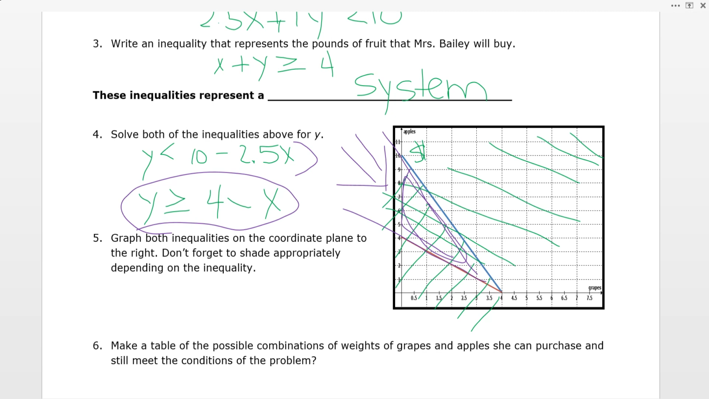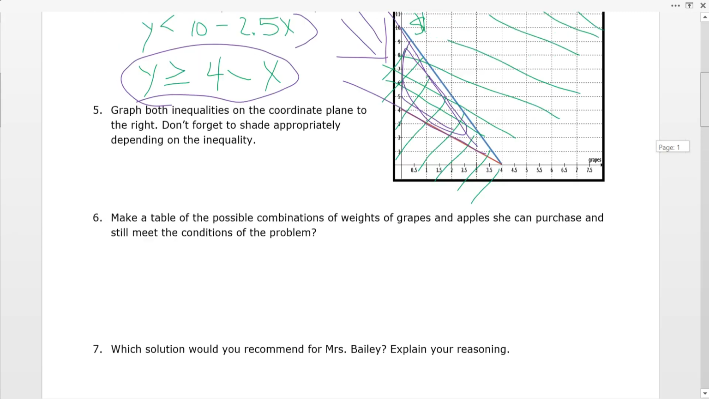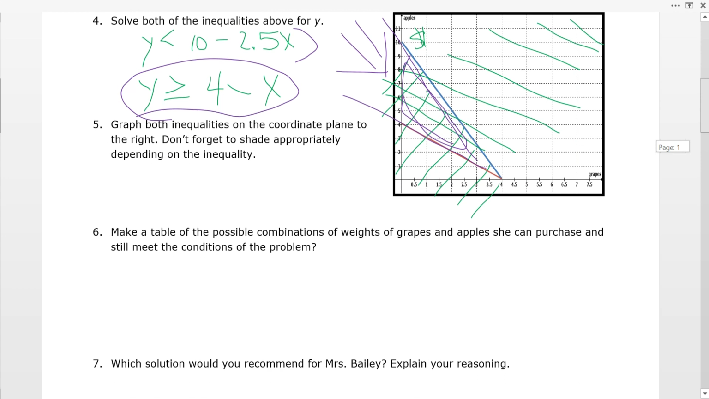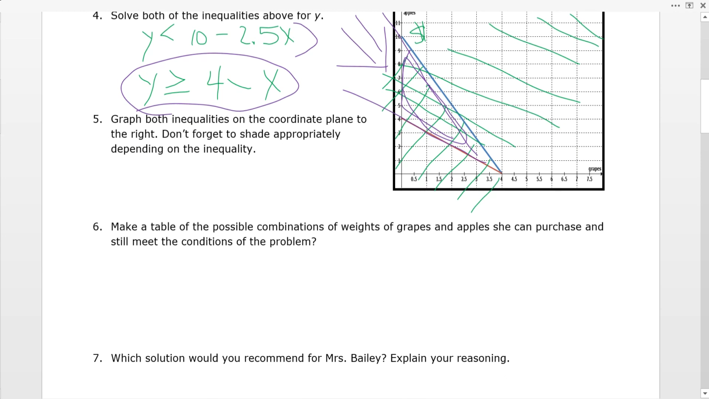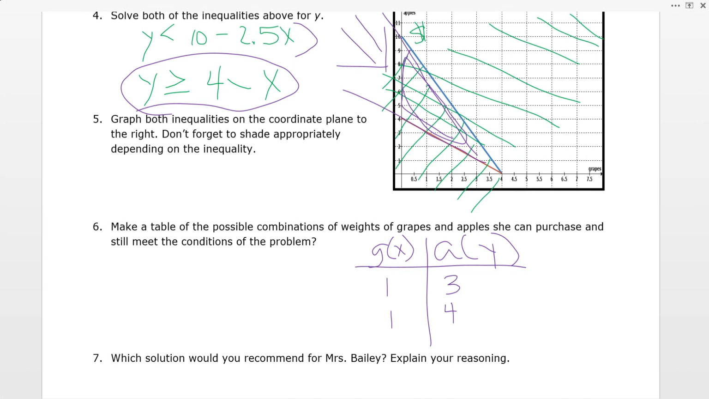They have to be greater than the red line. So remember, grapes are on the bottom. If I have 1 pound of grapes, or apples, which are y, okay, if I have 1 pound of grapes, I have to have at least 3 pounds of apples. Or I could have 1 pound of grapes and 4 pounds of apples. Or I could have 1 pound of grapes and 5, 6, or 7 pounds of apples.